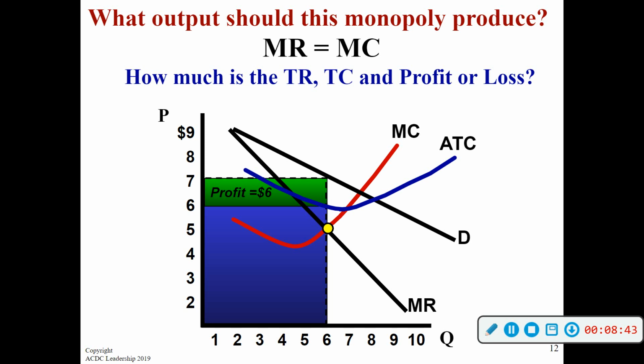And then if that point is above their cost, then they're making a profit. Because remember, this represents revenue. They're going to sell 6 units for $7 a piece. So they're going to bring in $42. Their cost is $6 per unit. So they have $36 of cost. They have $42 of revenue. That's where they get the $6 of profit.